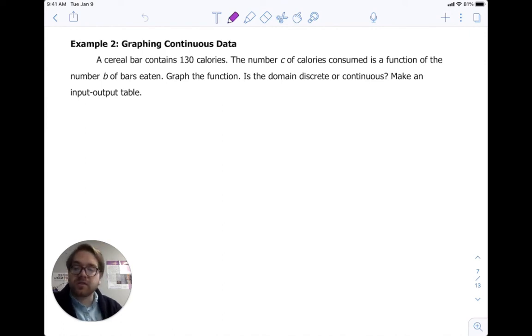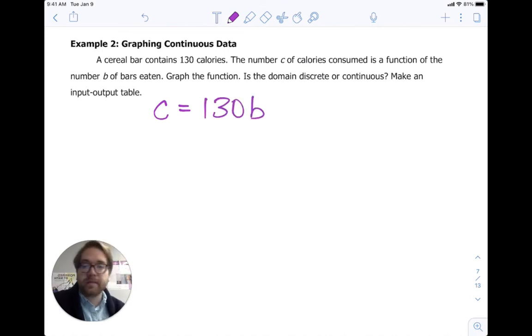Again, I will give you the functions for your problem. This one just happened to not. We're not quite ready to start making functions on our own. So based off of this information that's given to us, that a cereal bar contains 130 calories, and there's a relationship between C, the calories consumed, and B, the bars eaten, I can represent the situation like this. C, the number of calories, is equal to 130 times B. Okay? And that would be the function for this situation, because what that's saying is however many bars you eat times 130 is equal to the number of calories that you consume. Okay? Again, this will be given to you on your assignment.